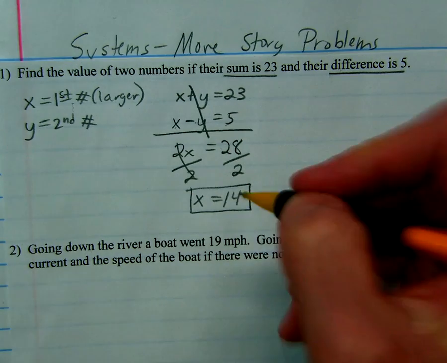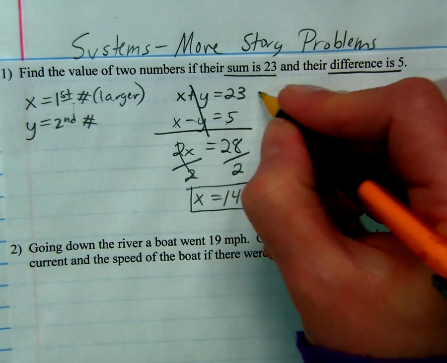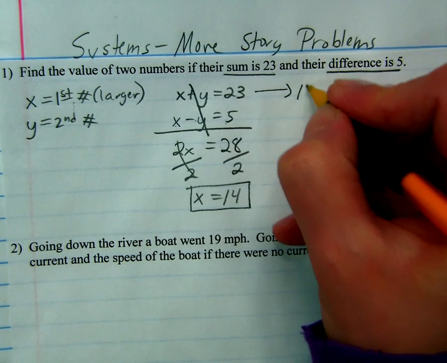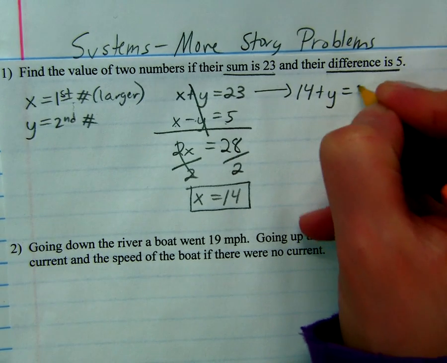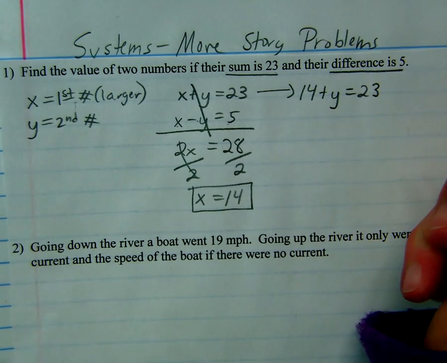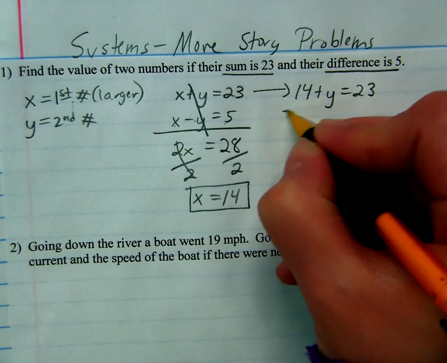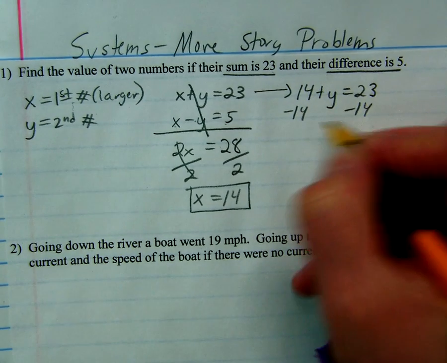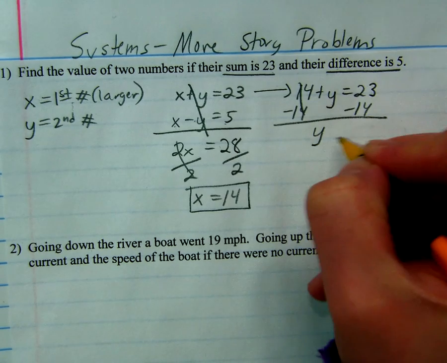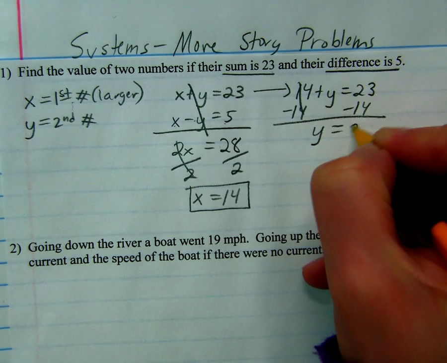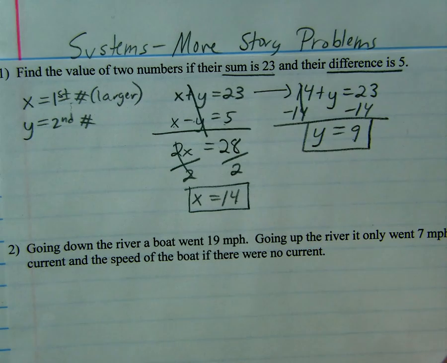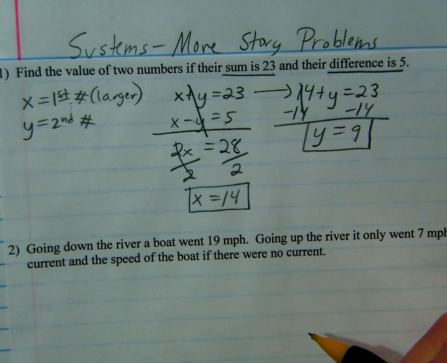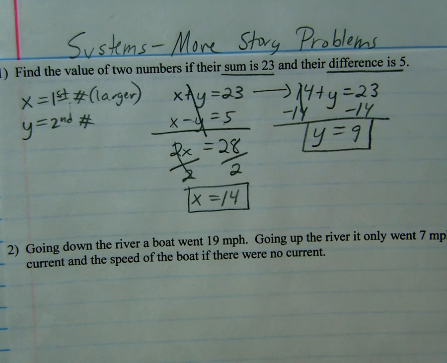So to find the other one, we can just put 14 into one of the equations. So I'll just use that top equation, put 14 in for x. So 14 plus y is 23. So if we're solving for y, we would subtract 14 from both sides, and we end up with 9 as our second number. So our 2 numbers are 14 and 9. Pretty straightforward on that one.